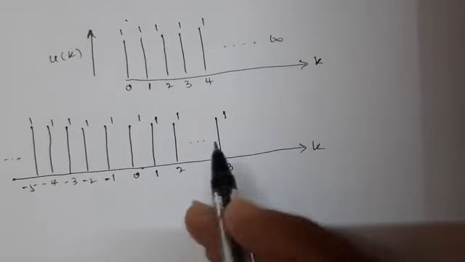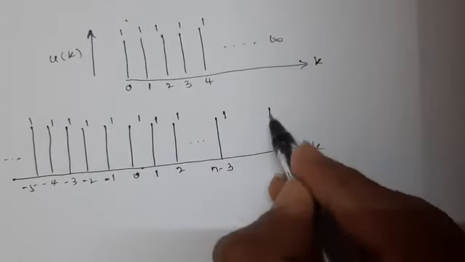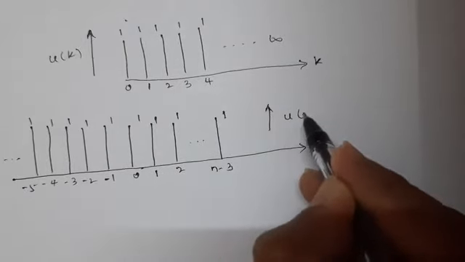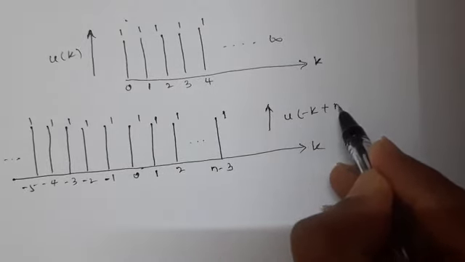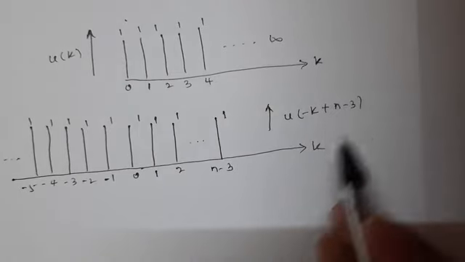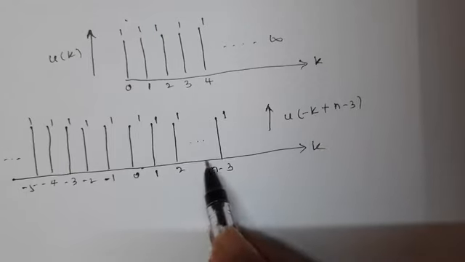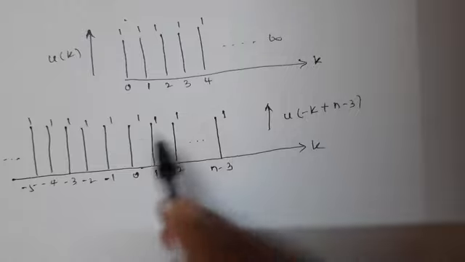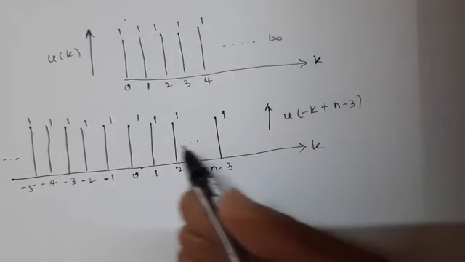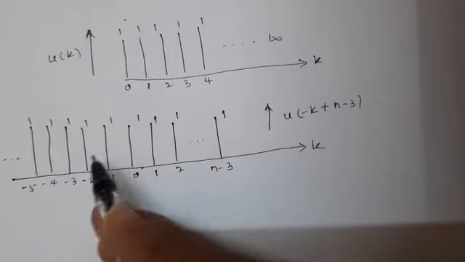Now you have to multiply this signal. What is this signal? This is your u of minus k plus n minus 3. N minus 3 is nothing but, suppose for example n equal to 10, so u of minus k plus 7. So somewhere at 7 this signal ends. From 7 it starts and towards left it is u of minus k.